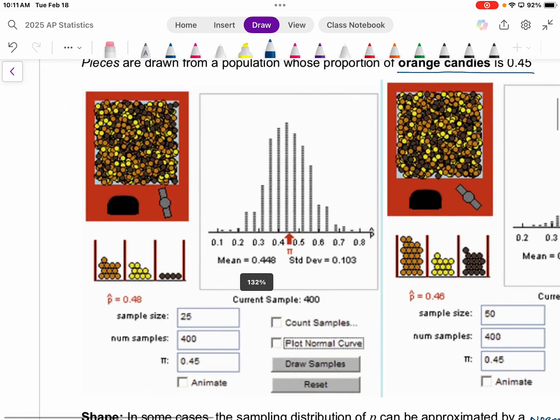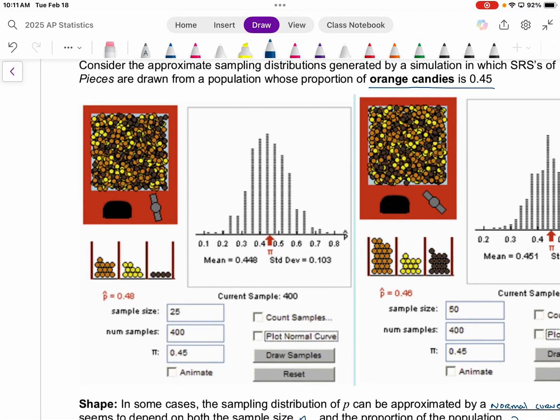So on the left-hand side here, they said, okay, maybe 45% of the Reese's Pieces candies are orange. And eventually we get to test that claim as we do stuff later on. But if we were just trying to do a random sample and create a sampling distribution from it, on this first one our sample size is 25. So they just took 25 at a time, and they did 400 samples, so each one of those little dots represents a sample. In the middle here, they indicate where the mean is, 45%.